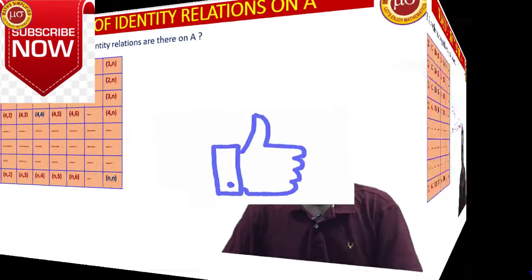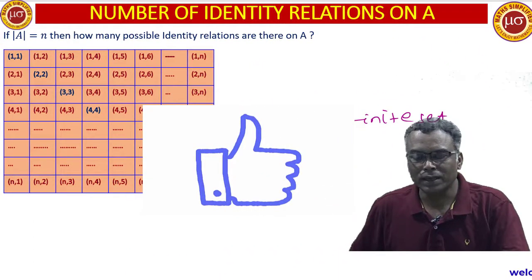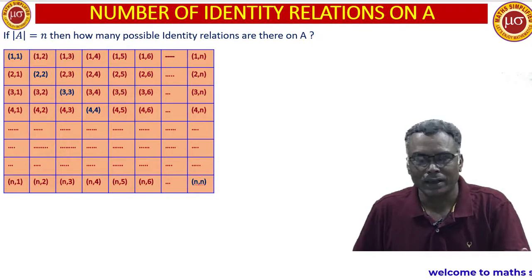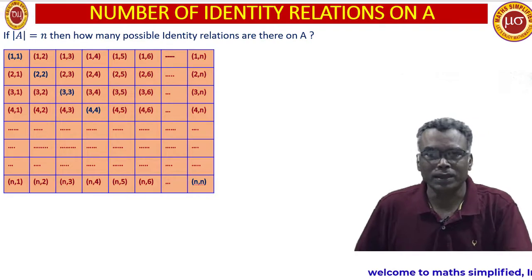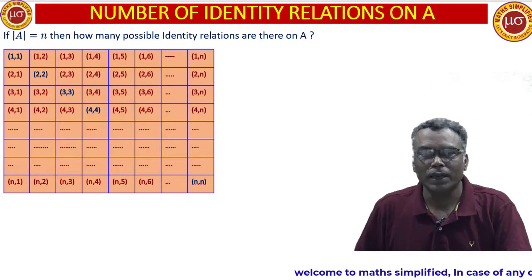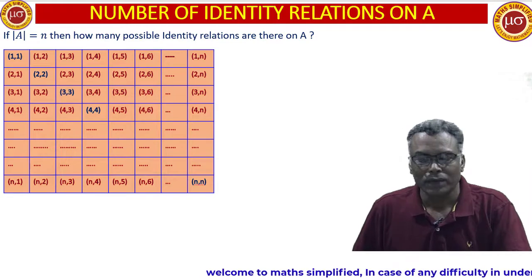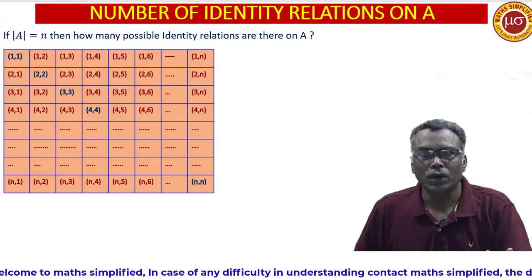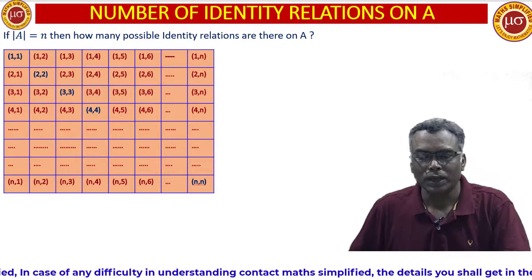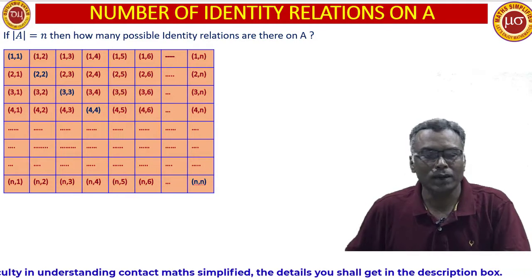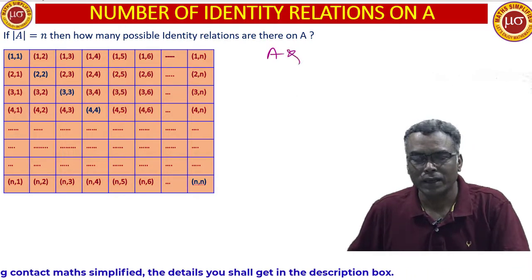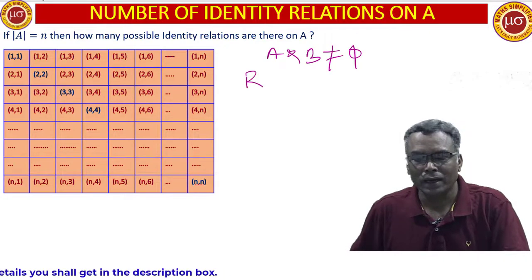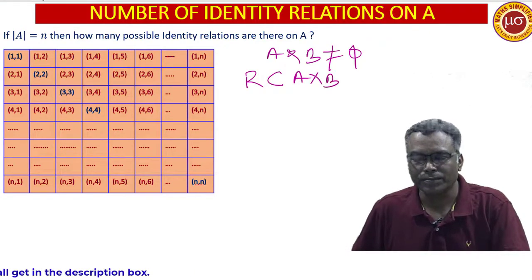Okay. Let us begin. In this video, we shall discuss the number of relations on a set. Before that, we must discuss the meaning of a relation. A relation is something that exists between two non-empty sets. So, if A and B are two non-empty sets, then any relation R is a subset of A cross B.